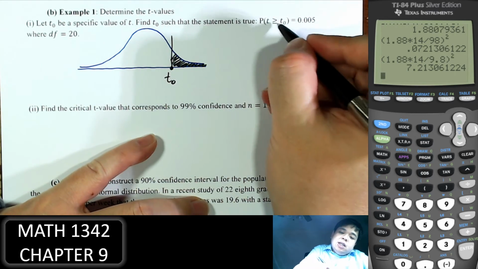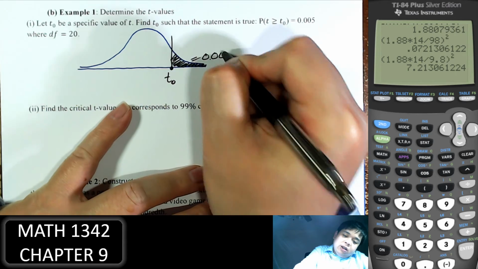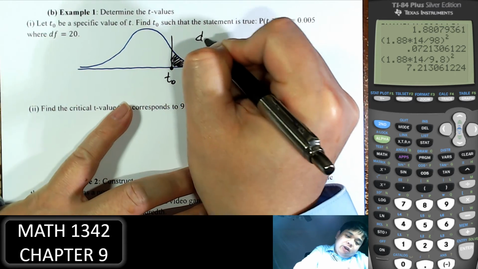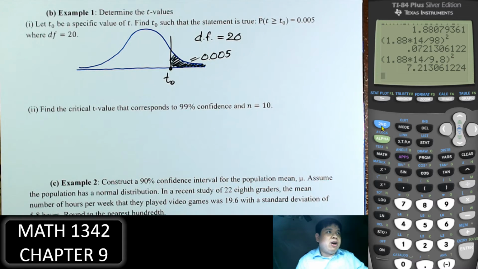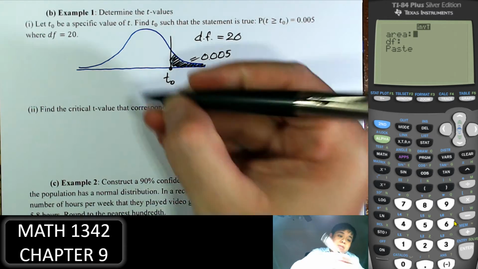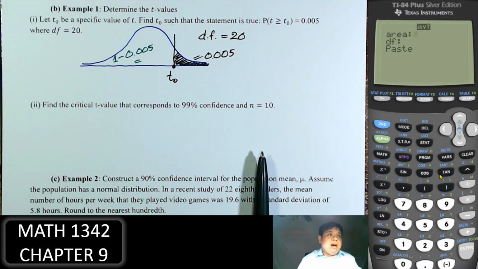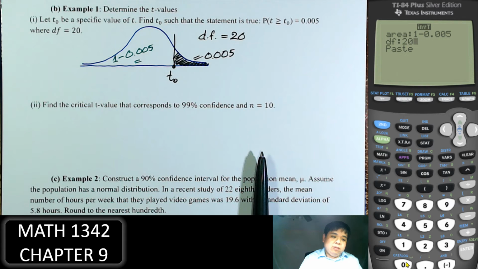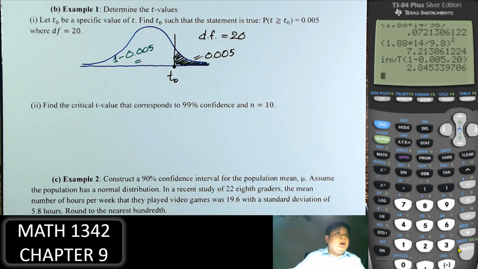Right, so t bigger than t naught, and we set this probability equal to 0.05, and degrees of freedom is equal to 20. So what we need to find is this t. Well, that's just inverse t, right? If the area on the left is that much, the area on the right will be the complement of it. I'm just going to type here. That's fine. Degrees of freedom 20. That will do. Right, that gives us 2.845.